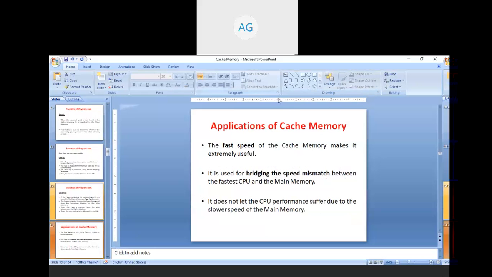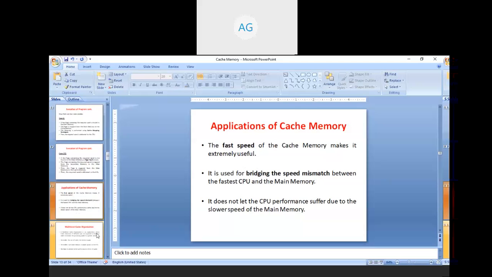We already know the applications of cache memory. As the cache memory is very fast, its fast speed makes it extremely useful. And its second task, which is very important, is bridging the speed mismatch between the fast CPU and the main memory. This we already discussed in our last class.